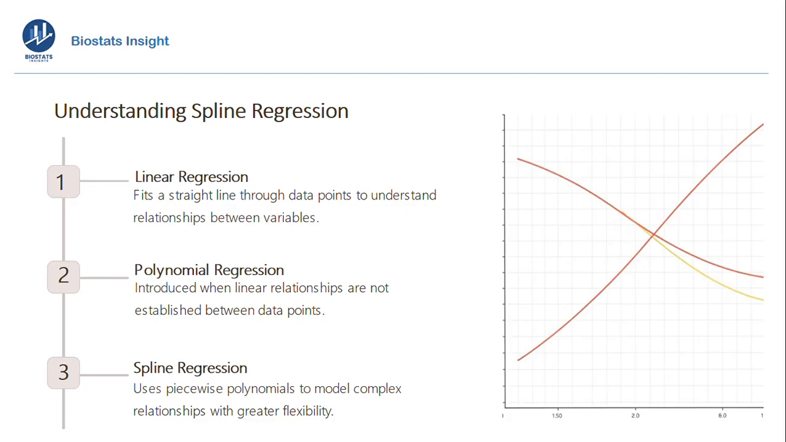Spline regression comes when, first one is linear regression: fit a straight line through the data points to understand the relationship between dependent and independent variable. Polynomial: when data do not follow a straight line, then polynomial will come. In spline regression we use the piecewise polynomial, or you can say we can create it at intervals to construct a model for complex relationships.